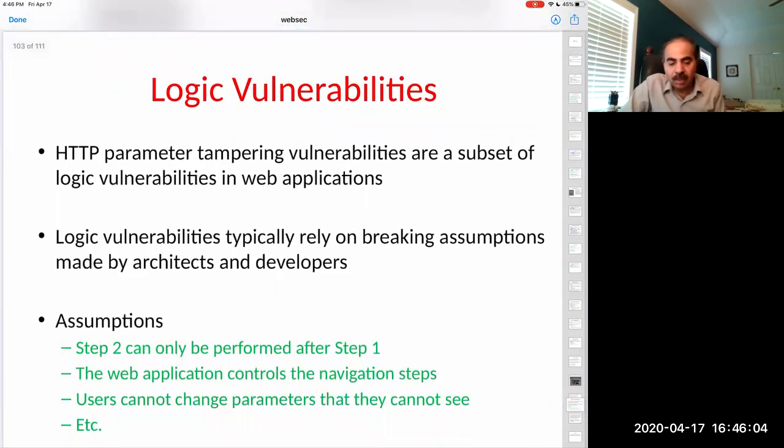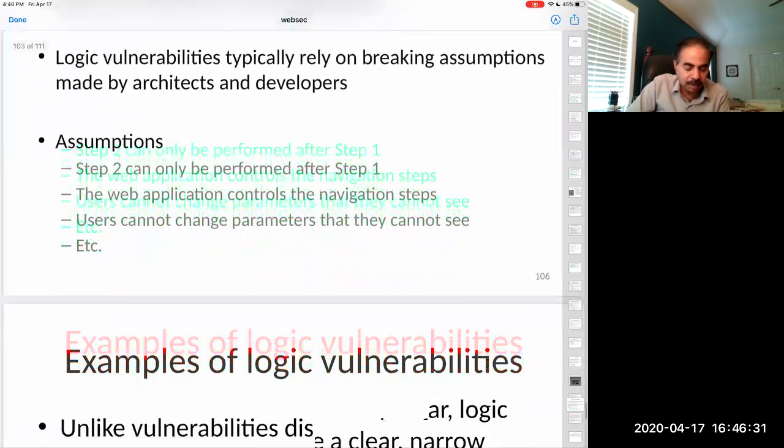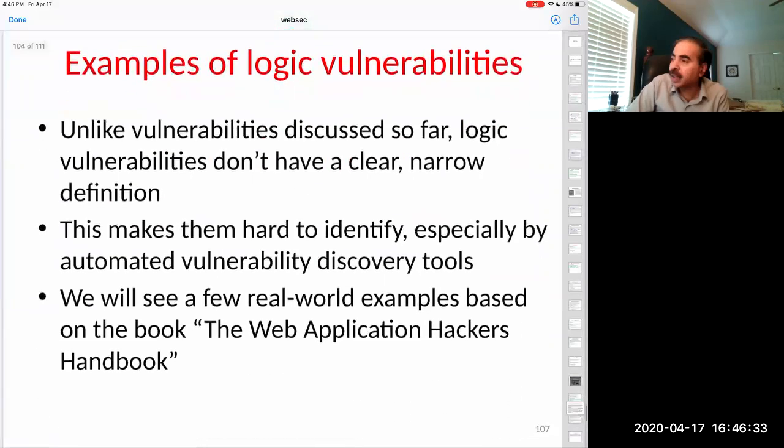So again, the OWASP 10 has many different vulnerabilities, some of which we have talked about, like XSS and CSRF and so on. But there are also some generic categories like logic vulnerabilities, which are difficult to pin down. They can be highly variable, and we have seen some examples before, and there are a few more examples here.